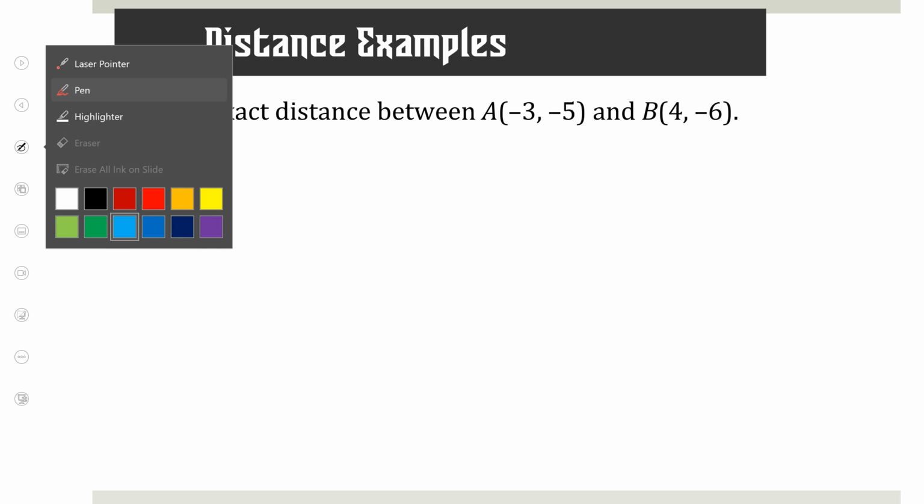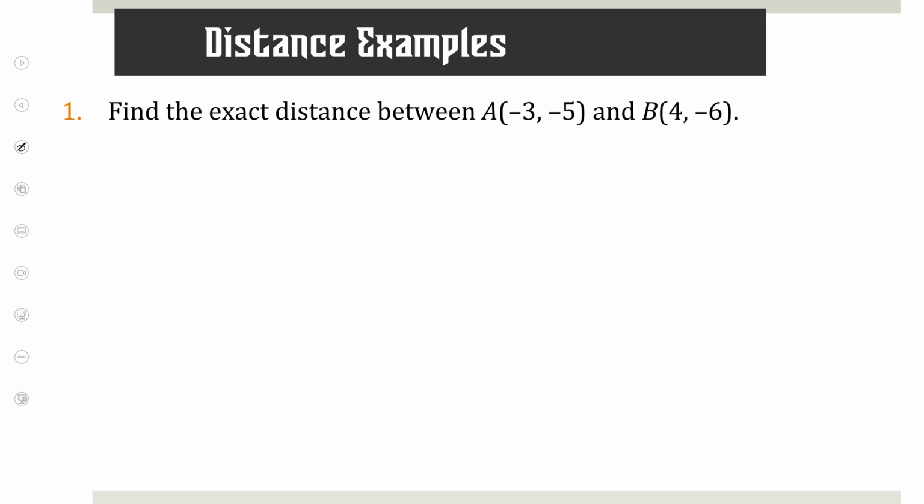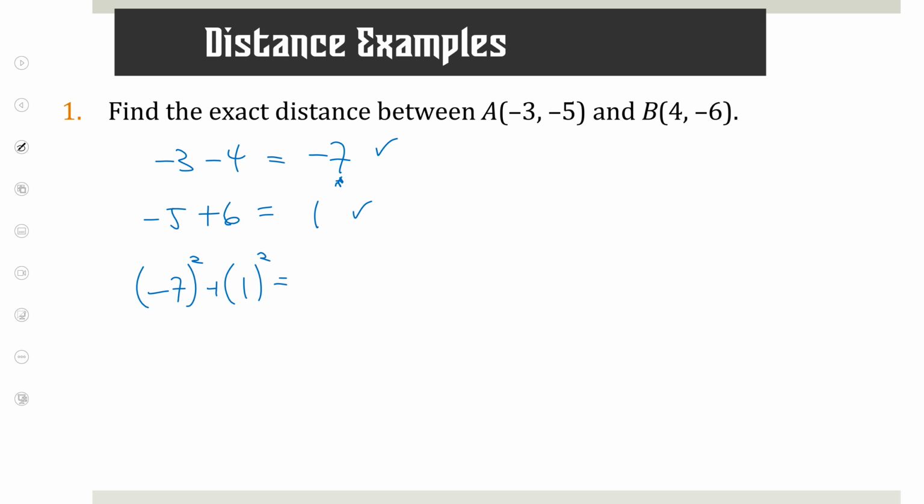Okay, so in a lovely shade of blue, I would do my method first and take the difference between the x-coordinates. Okay, -3 minus 4 is -7. I'm going to come back to that in a second. -5 minus -6 is 1. I've got -7 and 1. Those are the lengths of my legs of the right triangle. So now I'm going to go a squared plus b squared equals, instead of c, since I'm doing distance, I'm going to change it to d squared.